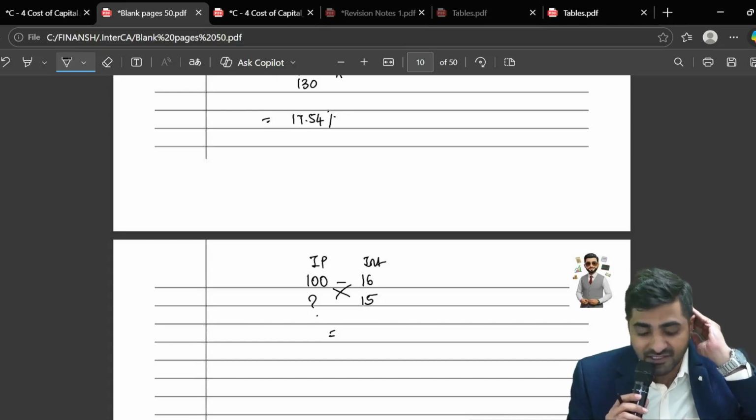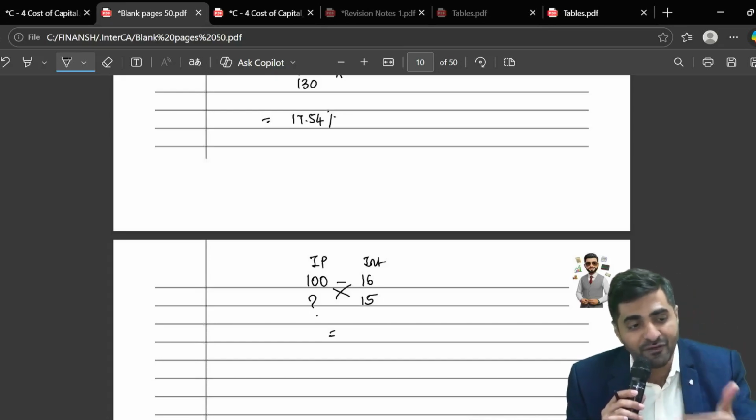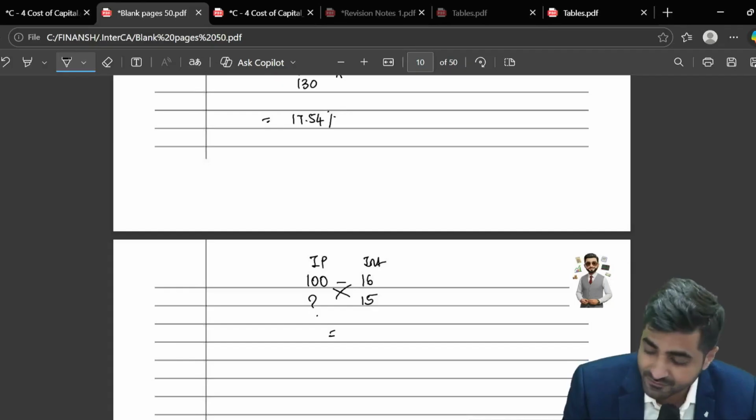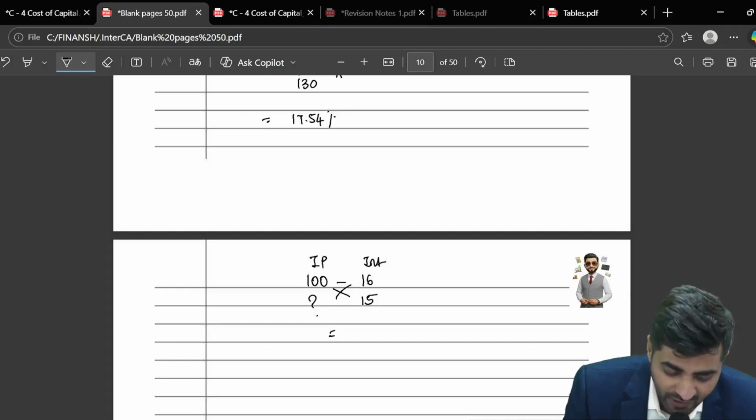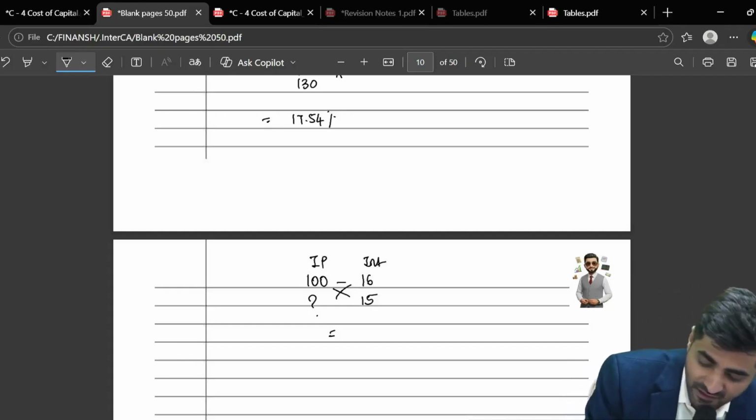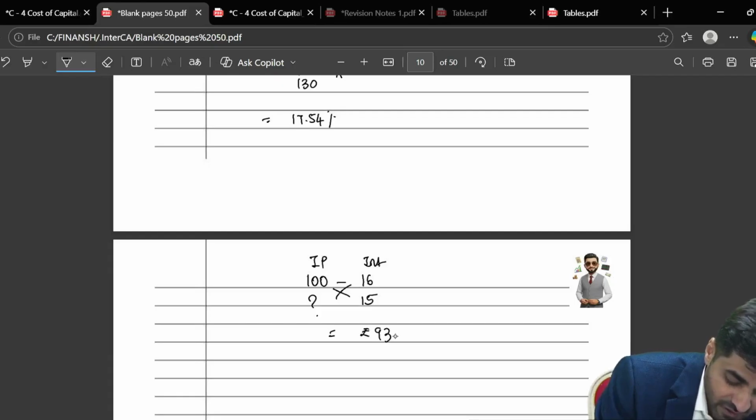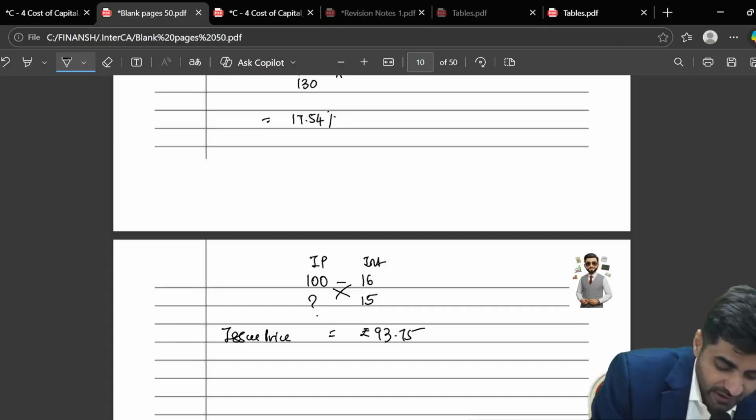The interest given is 16. But if I am providing 15, then what should be my issue price? 15 into 100 divided by 16. How much is this? 93.75. So can I say my issue price should be 93.75.